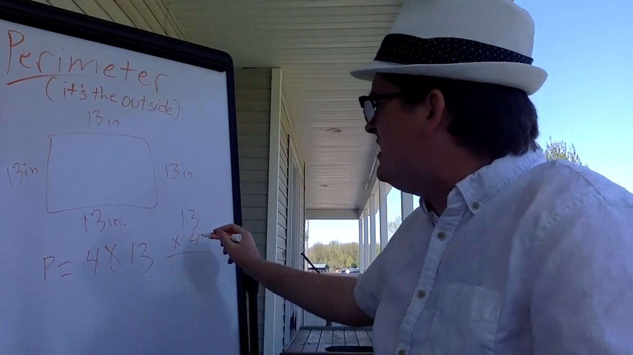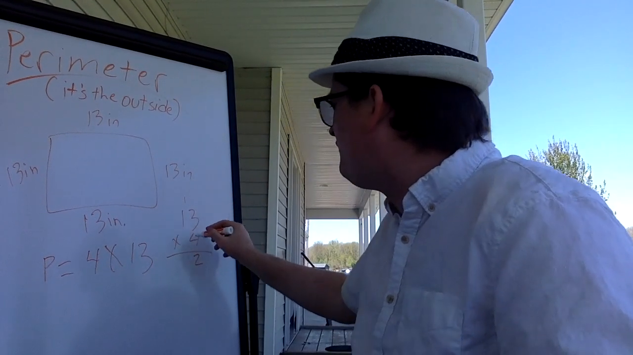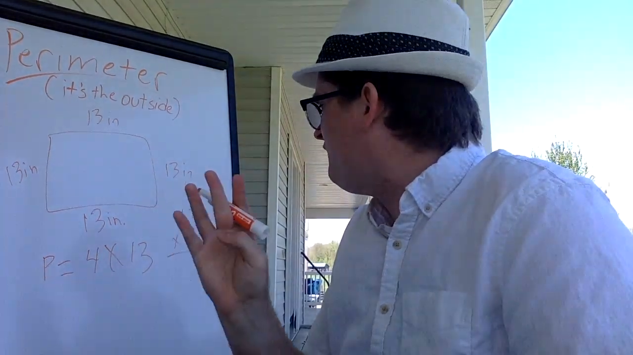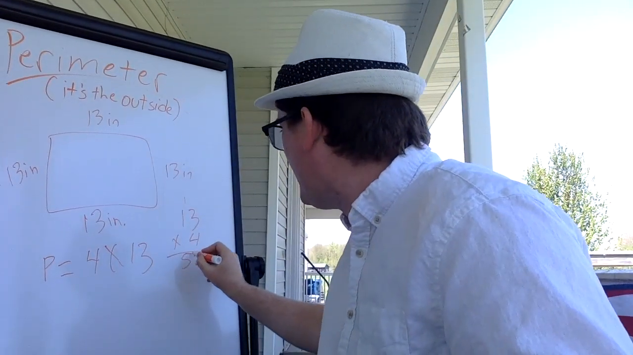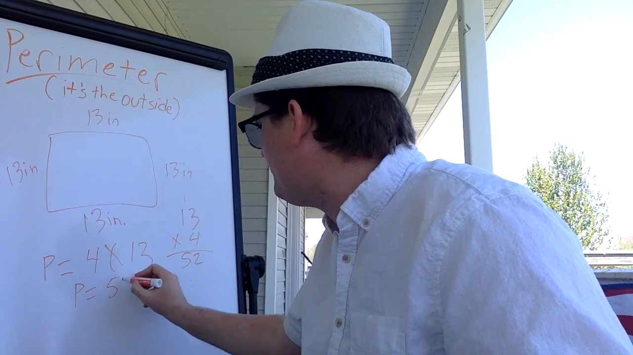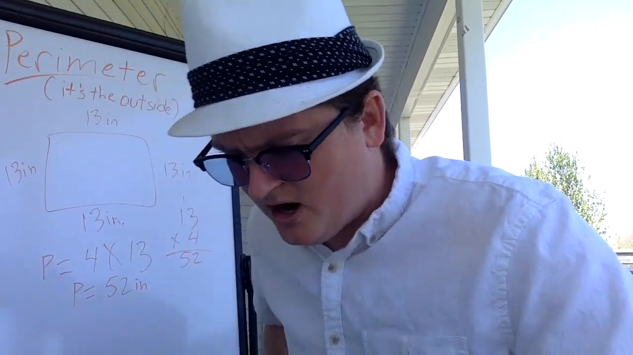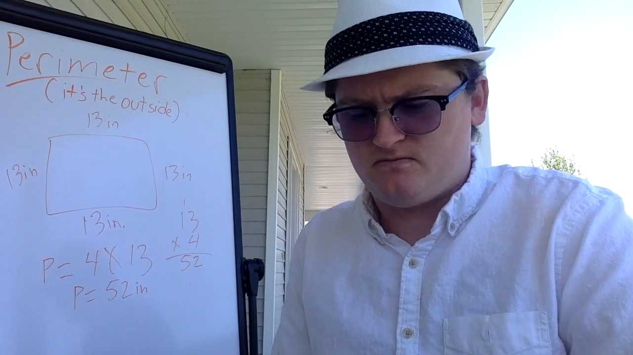4 times 3 is 12, drop the 2, carry the 1. 4 times 1 is 4, plus 1 is 5. And we get 52. P equals 52 inches. So your square would have a perimeter of 52 inches.